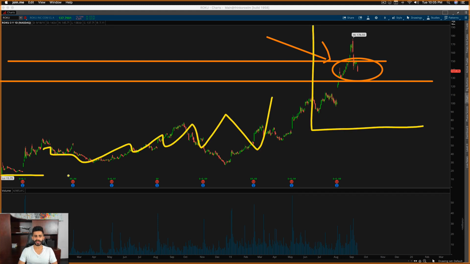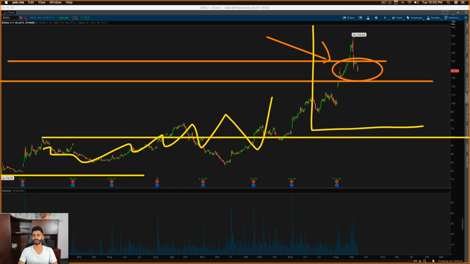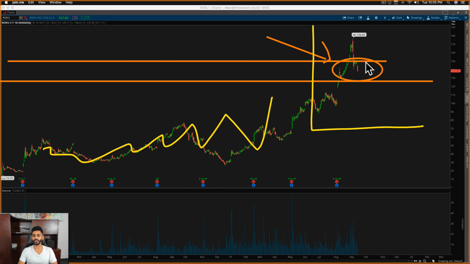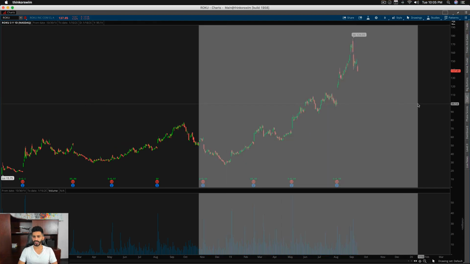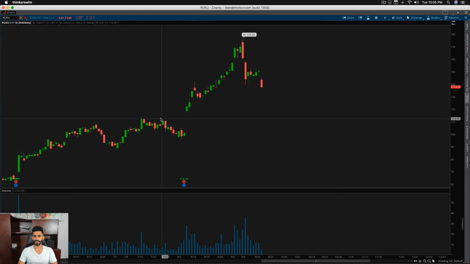I don't care what the stock did at 15. I don't care what the stock did at 40 or 50 or 60. Maybe if it gets to 40 or 50 or 60, I'll then care. For now, I don't care. I just care about the current area the stock is trading between. So I can zoom in, and I'm like, all right, let's establish my critical level.